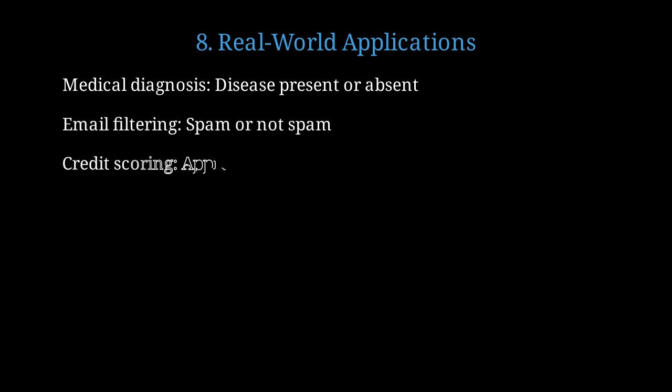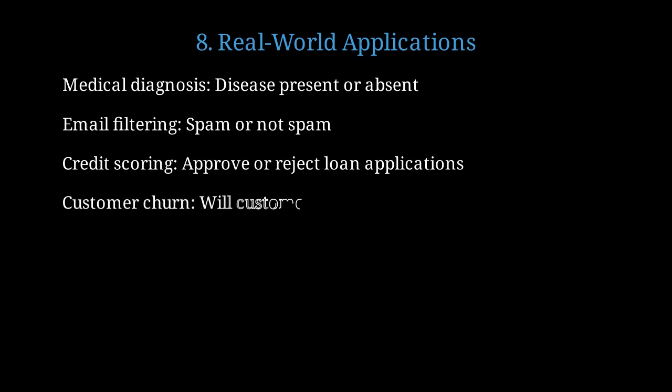Logistic regression has numerous practical applications in the real world. In medicine, it can predict whether a disease is present or absent based on symptoms and test results. Email systems use it to classify messages as spam or legitimate. Banks use logistic regression to approve or reject loan applications based on credit history. Companies predict whether customers will leave or stay to target retention efforts.